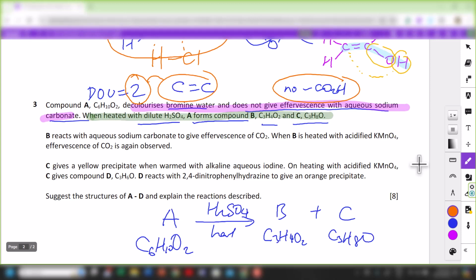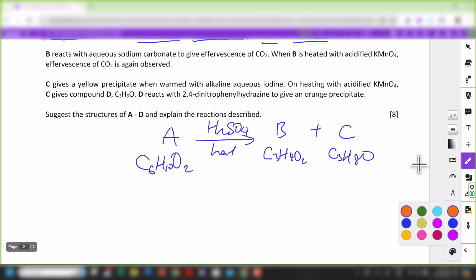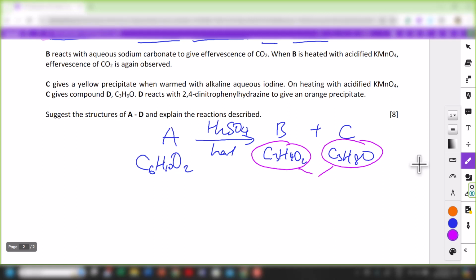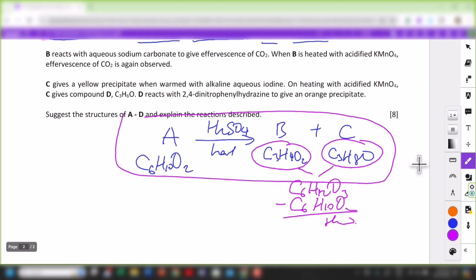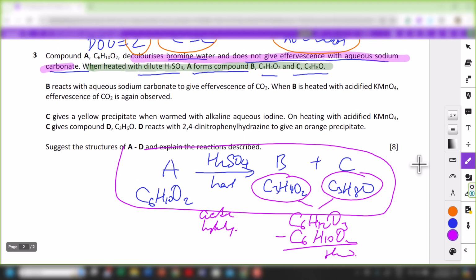That will make perfect sense. How do you know it is hydrolysis? Again, we go through the same idea. If you add the molecular formula of these two up, you're going to get C6H12O3. If you subtract C6H10O2, you get H2O. So indeed, the reaction of A to B and C is an acidic hydrolysis. That clue does tell you that A is likely to contain an ester functional group.